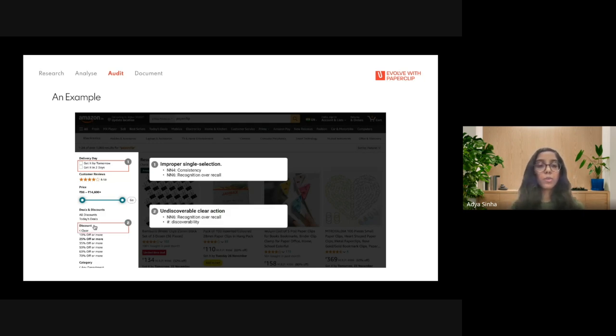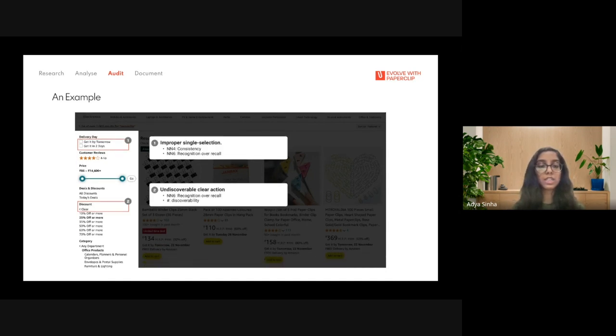Now, moving on to another issue that could be seen over here, which is the undiscoverable clear action. Before this filter is applied, there is no clear option, and when the filter is applied, this clear option unexpectedly appears in between the list, making it unclear and undiscoverable, which adds the principle of discoverability. Here also the user needs to keep in memory that the clear option will appear in between the list.